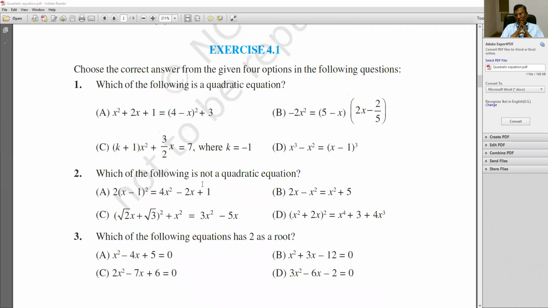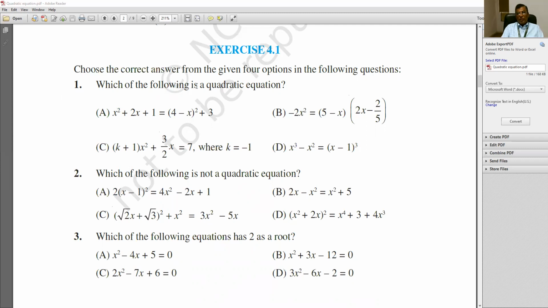You know that in different competitive examinations, objective questions are generally asked, multiple choice questions. The question is the same as we have discussed as the sample in the above discussion. So choose the correct answer from the given 4 options in the following questions.